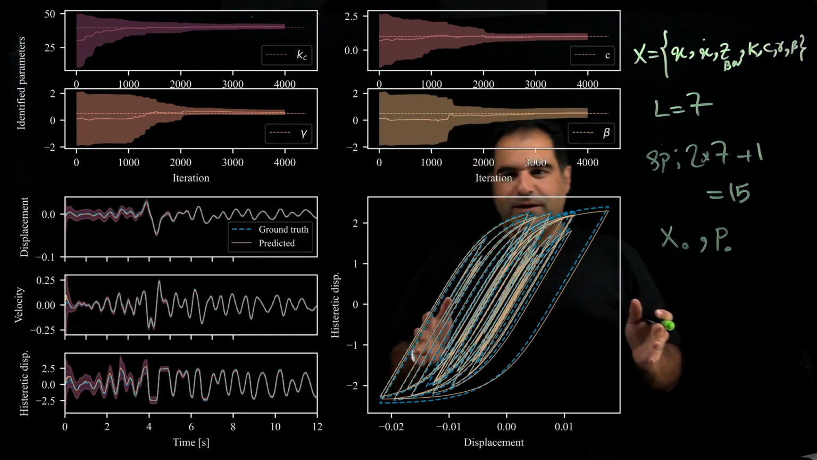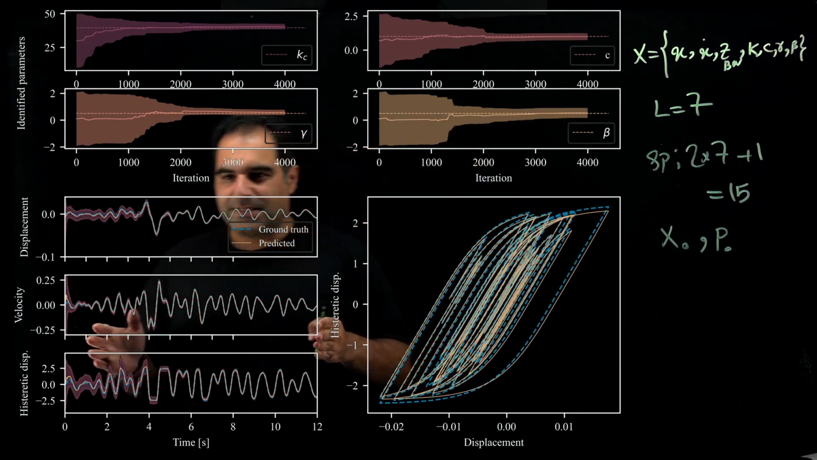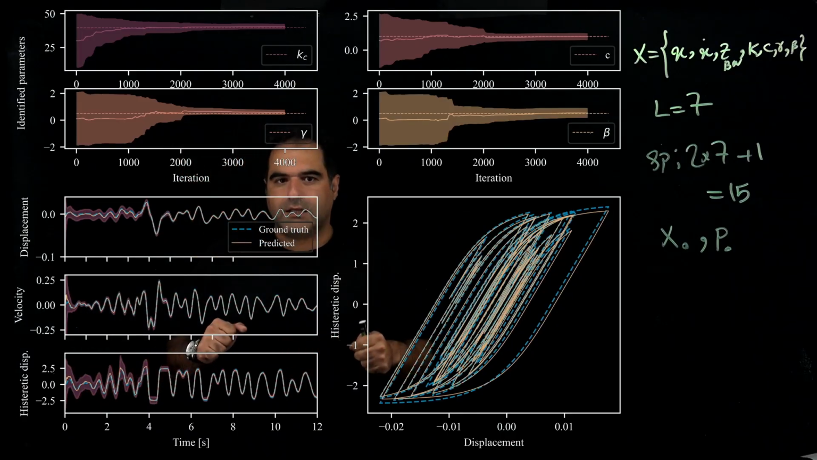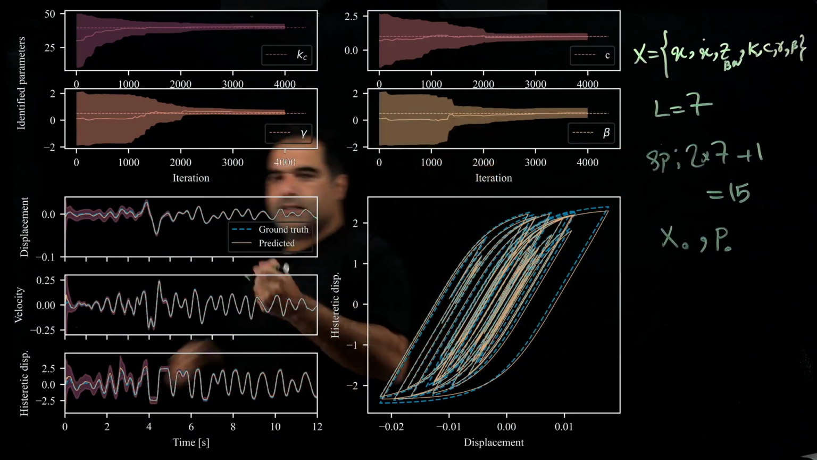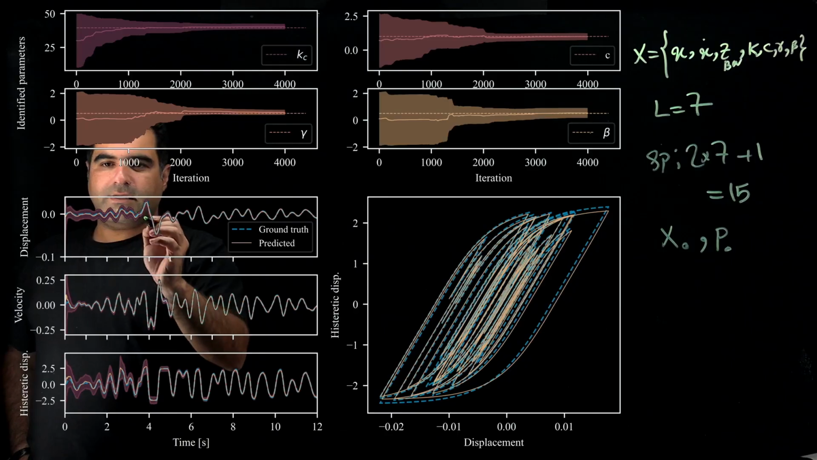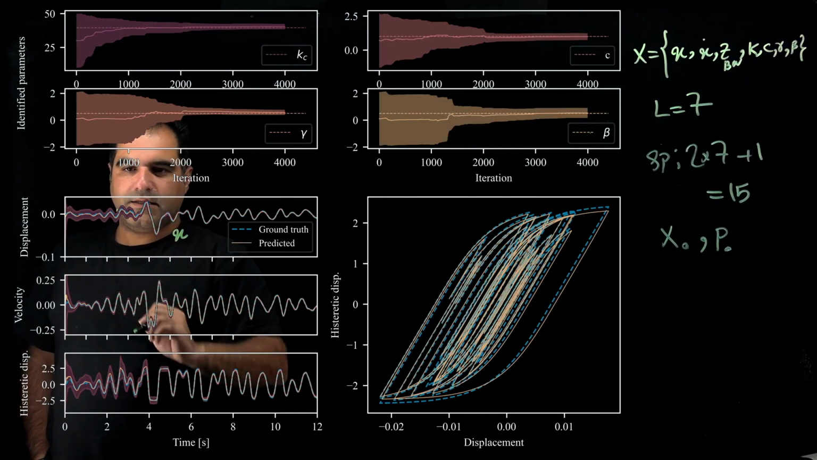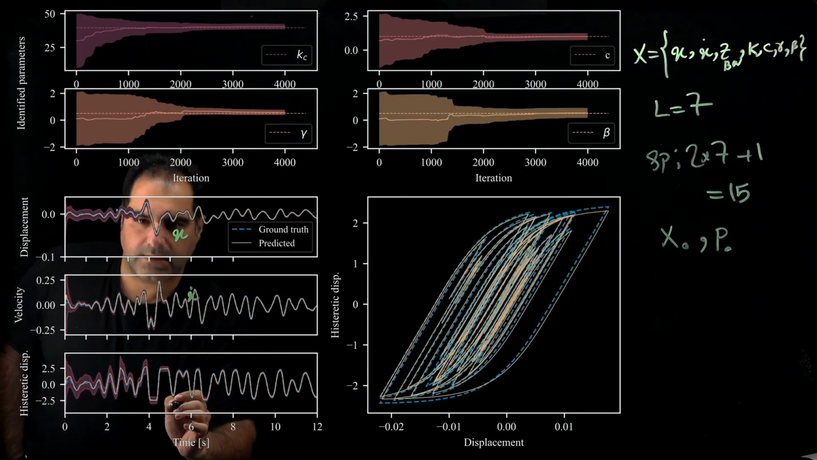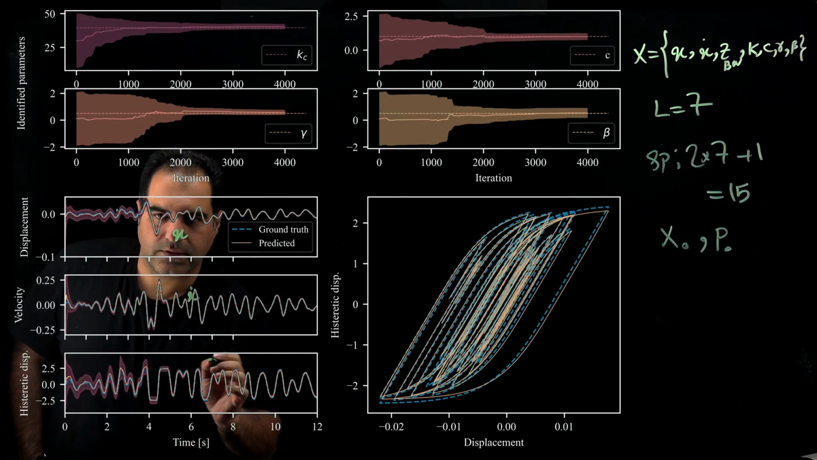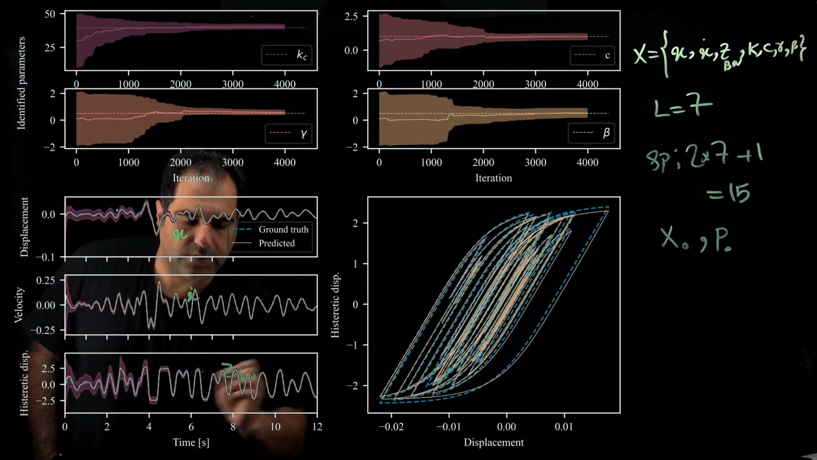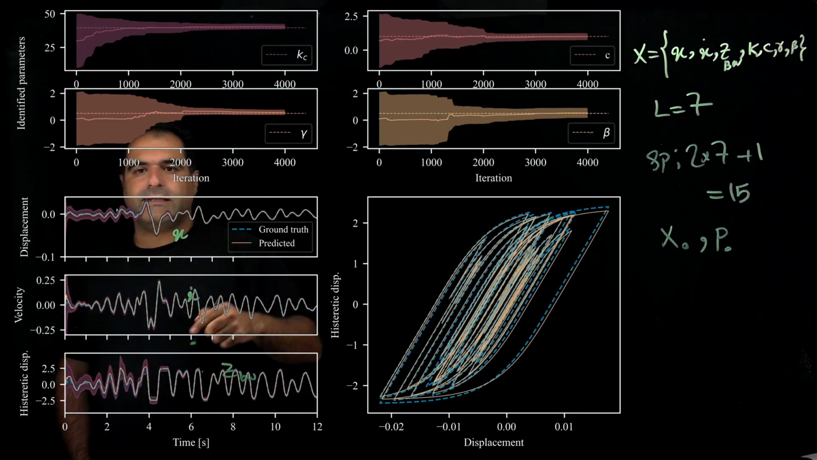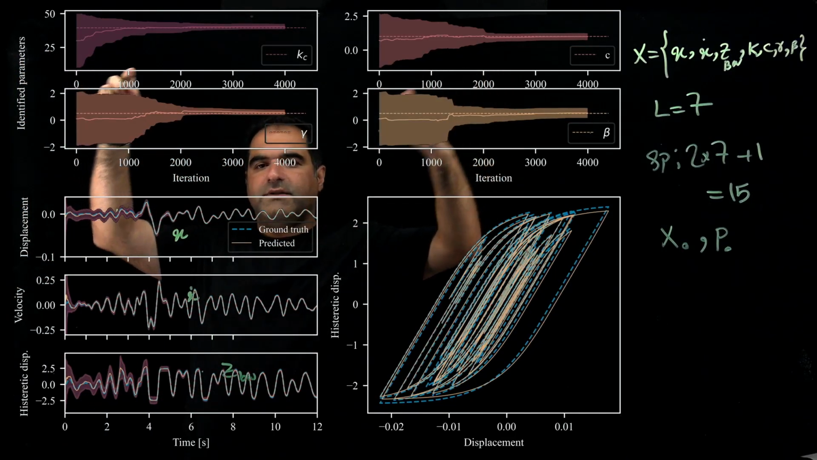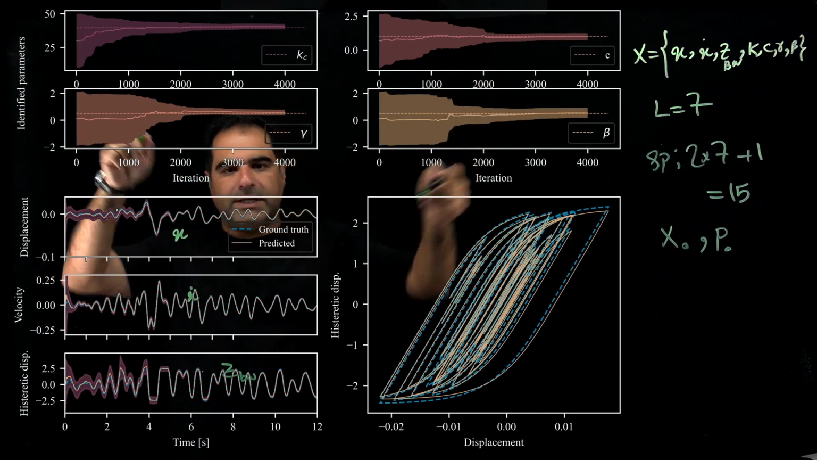First, these are the states: displacement, velocity, and hysteresis displacement. Which are the x? I write it here. This is x. This is x dot, and I'm going to write it here for you, ZBW. Yes. These are the states, and these 4 are the parameters.